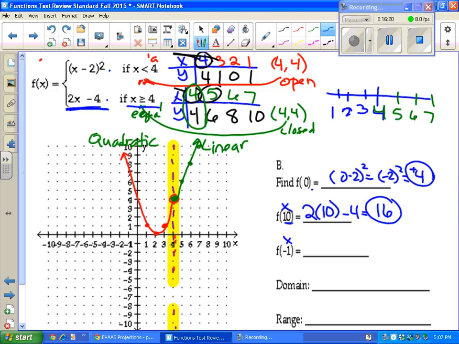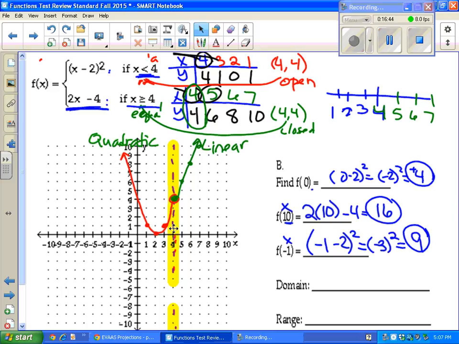Next one is f of negative 1. Negative 1 is my x. If I come and I look, do I use the first piece or the second piece? First piece, negative 1 is a number less than 4. So for this one right here, I'm going to use the first one. I'm going to say in parentheses, negative 1 in place of x, minus 2, and square the answer. That's going to give me negative 3, and negative 3 squared is negative times negative, which is positive 9.